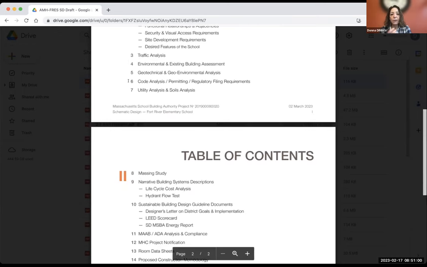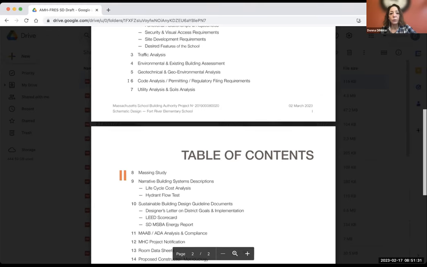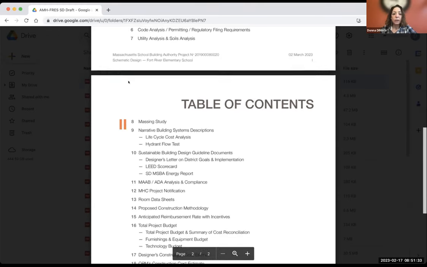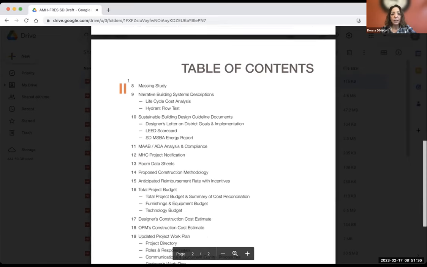We have included the traffic analysis, which we've talked about with the committee early on, the environmental and existing building assessment, anything that we have done since PSR, MSBA just wants to know. Same thing with the geo and geoenvironmental. There's a section for code, what is required, making sure that our building meets the code and the required filing requirements as we move forward. The utility and soil analysis, again, just recapping if we've missed anything.